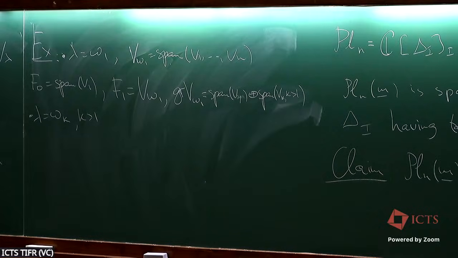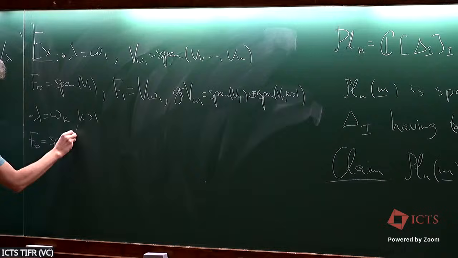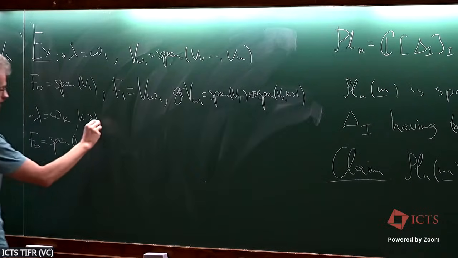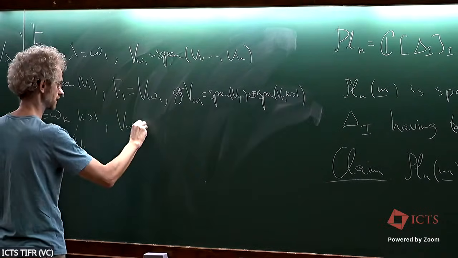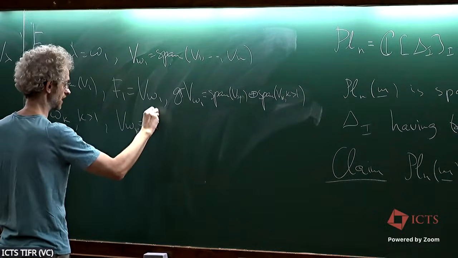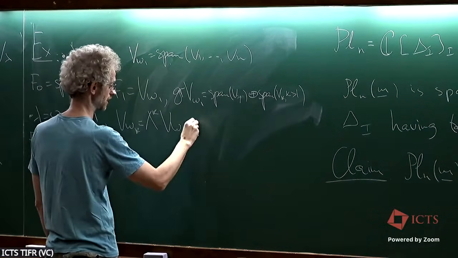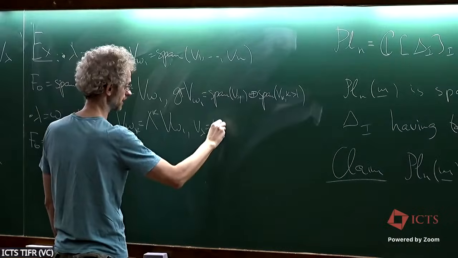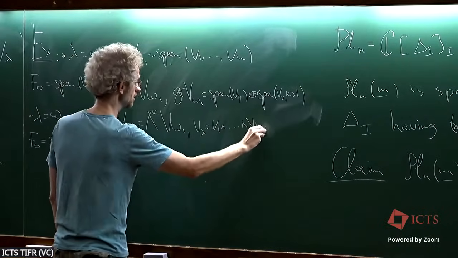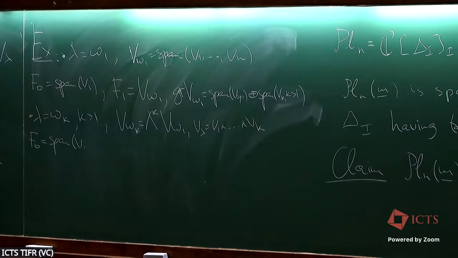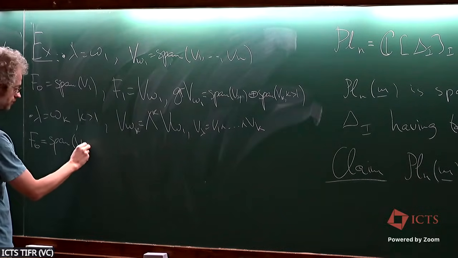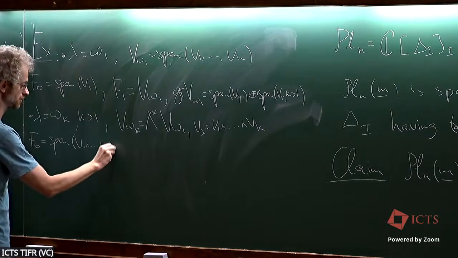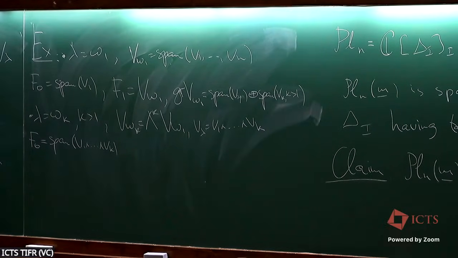So we again start with F_0, which is just the span of v. V_omega_k is lambda^k of V_omega1, and V_lambda is v_1 wedge up to v_k. Now, F_0 is the span of v_1 wedge ... wedge v_k. So this is our highest weight vector, and we have nothing more in the zero space.